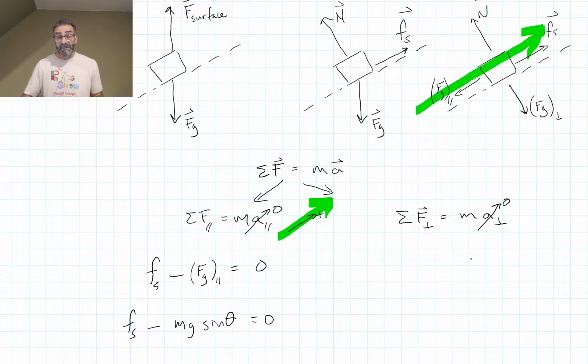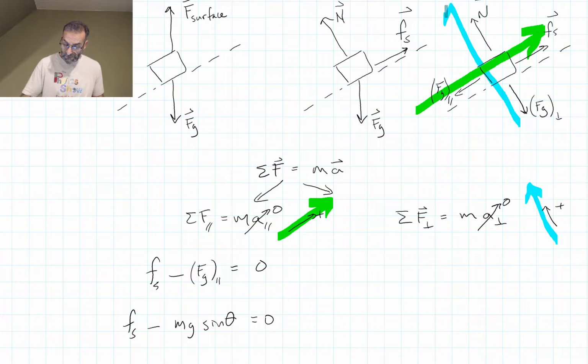We can do the same in the perpendicular direction. Pick a positive direction. I'll use blue highlighter to indicate my positive direction is this way. So I have two forces. In the positive direction, I have my normal force. In the negative direction, I have F g perpendicular. And those have to add up to be ma, which in this case is 0. And I know F g perpendicular.